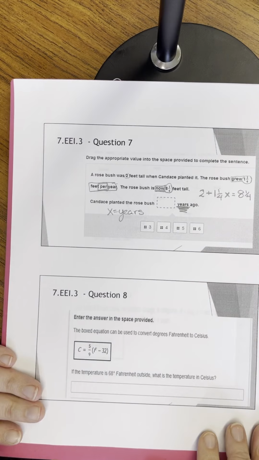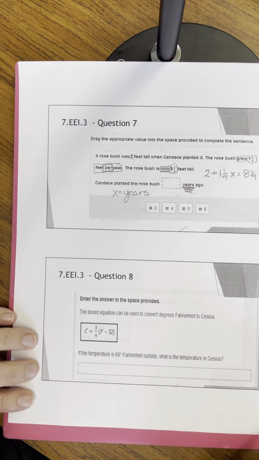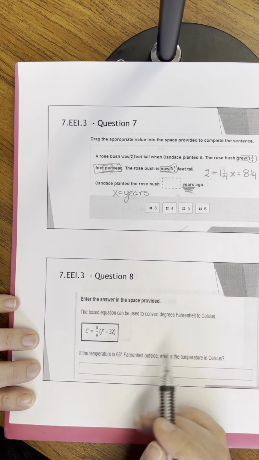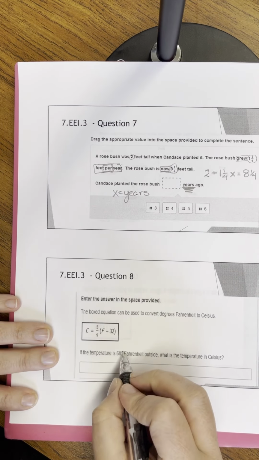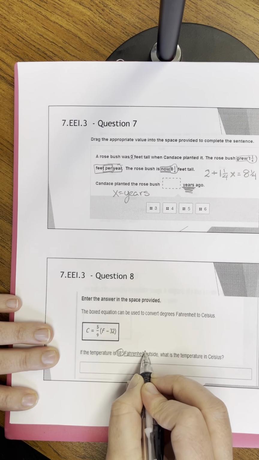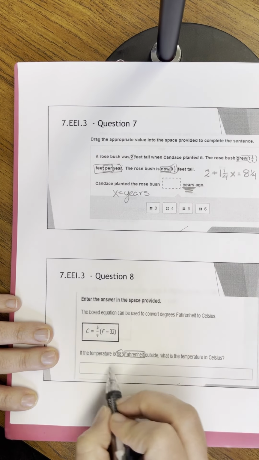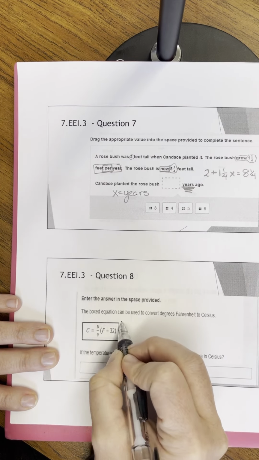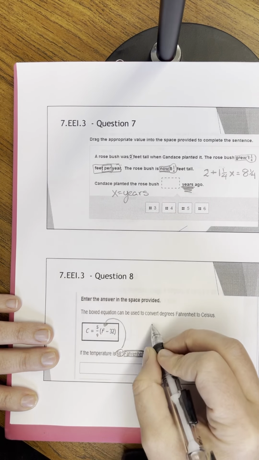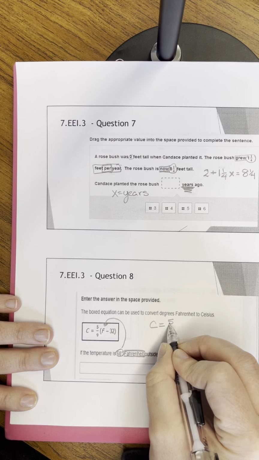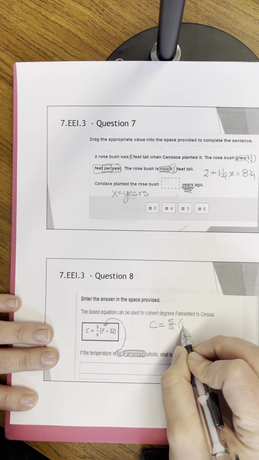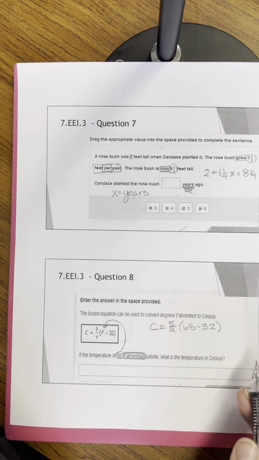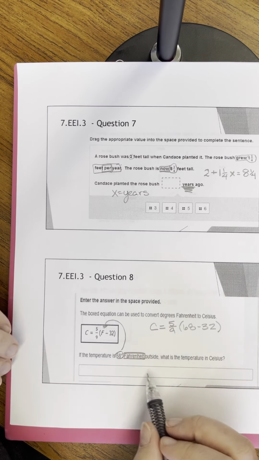Okay. All right, question number 8. The box equation can be used to convert Fahrenheit to Celsius. If the temperature is 68 degrees Fahrenheit outside, what is the temperature in Celsius? So all we're doing here is substitution. So if it's 68 degrees Fahrenheit, we're just going to plug that into the F and then solve, okay? So we're going to end up solving this problem right here. So just simple order of operations math, okay? Show your steps, and that will give us degrees Celsius.